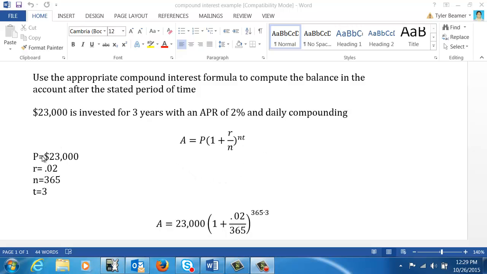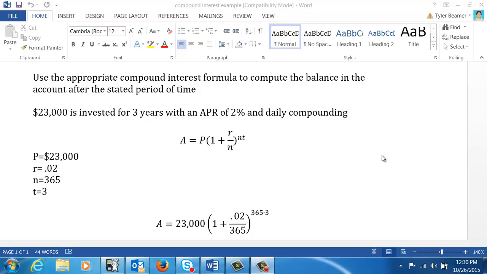So for this particular problem, our principal is $23,000, which is how much is invested. The rate, which is 2% as a decimal, is 0.02. To make any percentage a decimal, we move the decimal to the left 2 places. In this case, N is 365 since it is compounded daily.